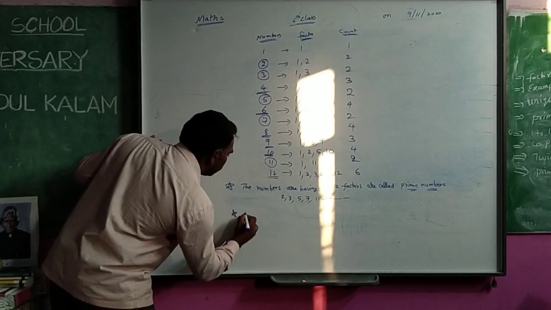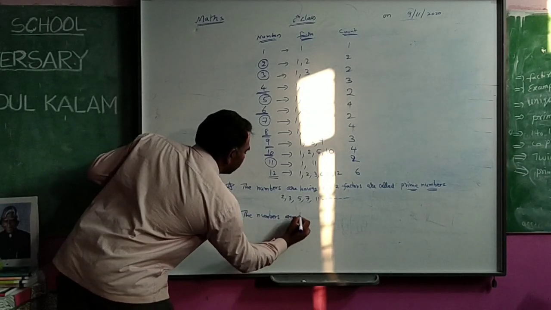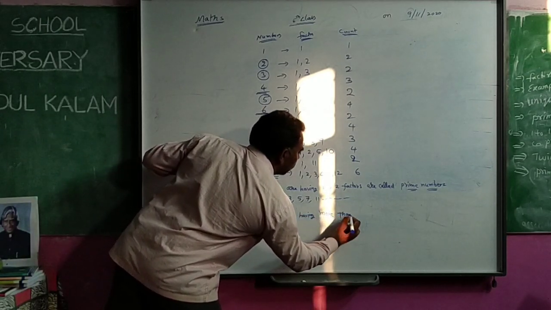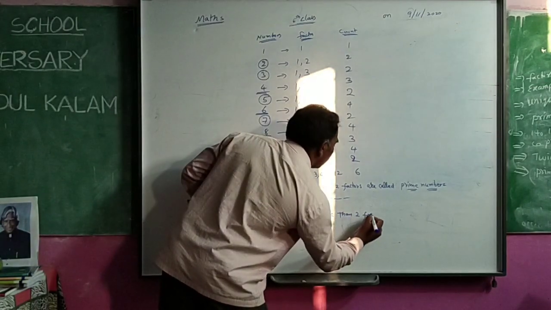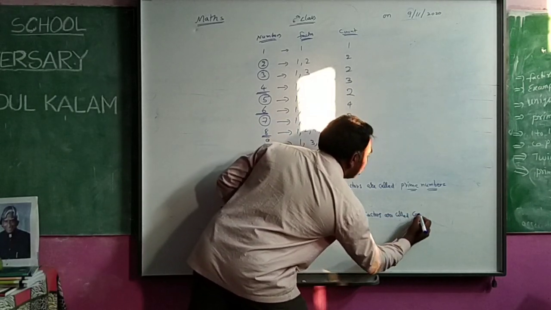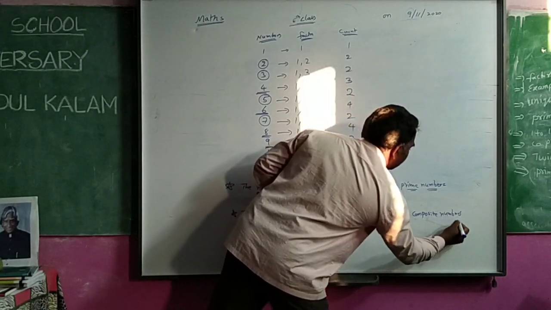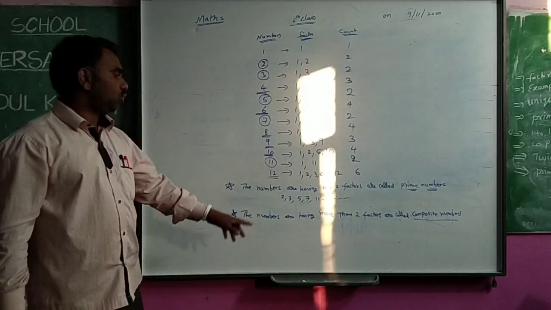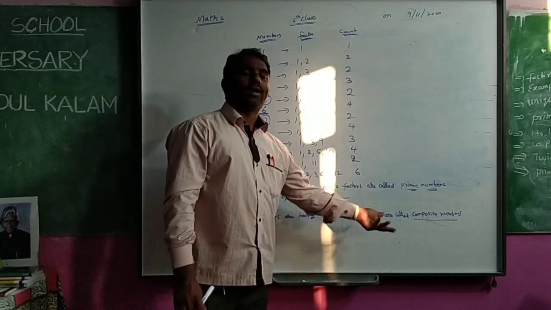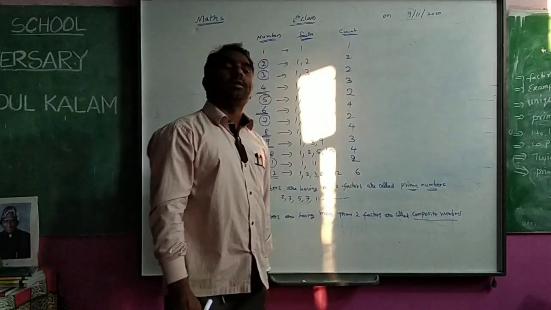And one more topic, what are you going to say? The numbers which are having more than 2 factors are called composite numbers. So we need to remember these definitions and names. Which are having 2 factors, they are called prime numbers. Which are having more than 2 factors, they are called composite numbers.